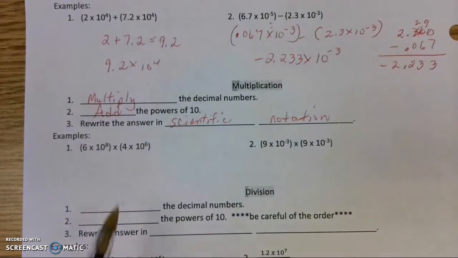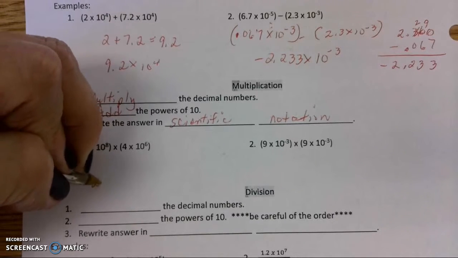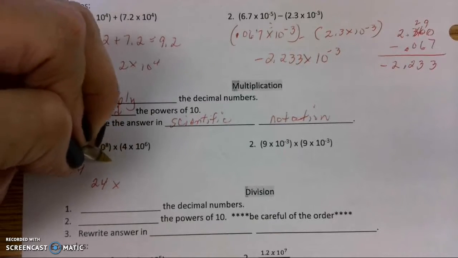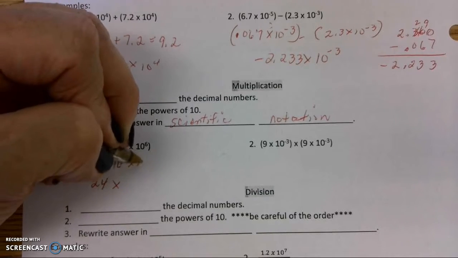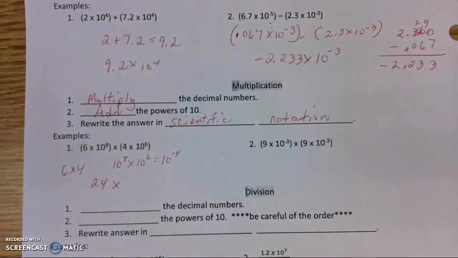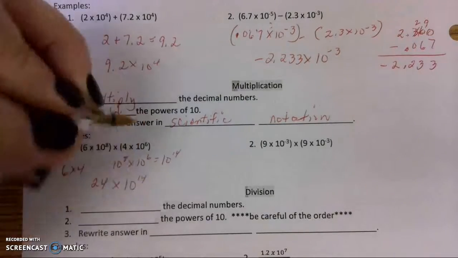Okay, so my first example. First thing I'm going to do is 6 times 4. Okay, now that's going to give me 24. I'm going to add my exponents. So 10 to the 8th times 10 to the 6th is 10 to the 14th. So I'm going to do 24 times 10 to the 14th.